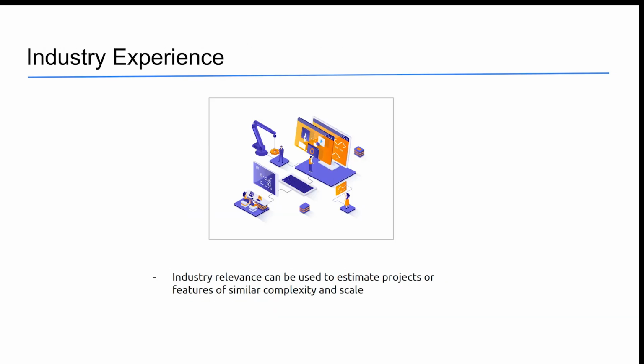Industry experience. This technique can be relevant if the project or teams are brand new and there is no historical data to rely upon. In that case, industry relevance can be used to estimate projects or features of similar complexity and scale. To learn more about estimation techniques, I highly recommend a book by Steve McConnell called Software Estimation: Demystifying the Black Art. It contains a thorough description of all of the techniques mentioned in this video.